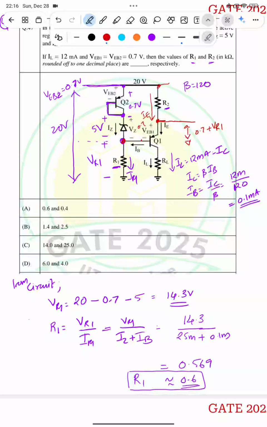So maybe it may be confusing. So this is the ground. This voltage is equal to 0.7 plus VR1. How do I find that? That is the voltage across these two nodes and the voltage across this point to this point. So this is 0.7 plus the voltage across the resistance R1, that is VR1. So this is the voltage. And if I add the voltage across R2, I will get the 20 volt, right?